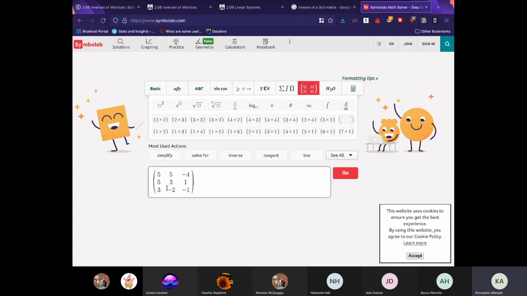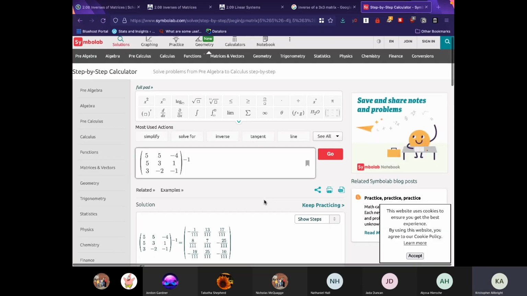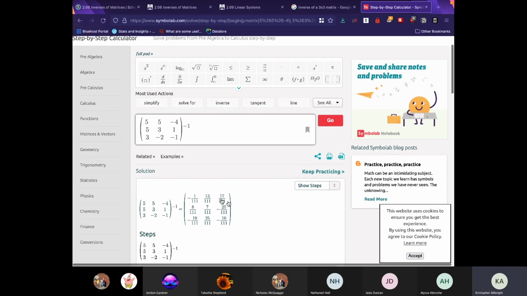Okay, so maybe we want the inverse of this. So I'm going to raise it to the negative 1 power. And that is raised to the negative 1 power. It's not multiplied. It just looks funny. So let's see what that gives us. Okay, so we have an inverse matrix right here.